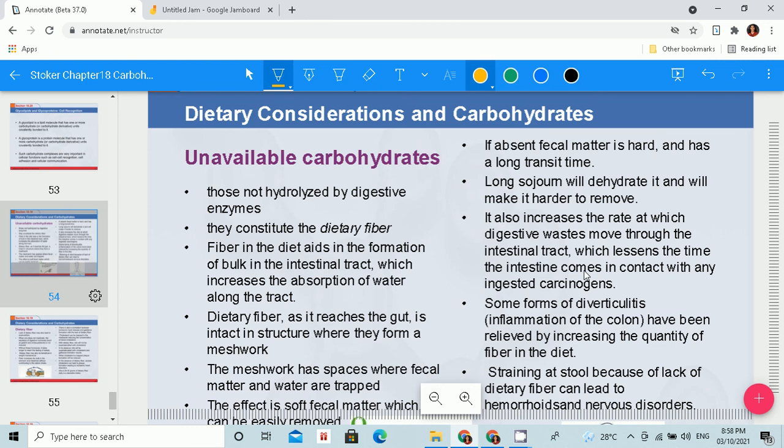So when we take more of our fibrous foods, then we have less chance of the intestine coming in contact with these carcinogenic materials, and some forms of diverticulitis, inflammation of the colon, have been relieved by increasing the quantity of fiber in the diet.